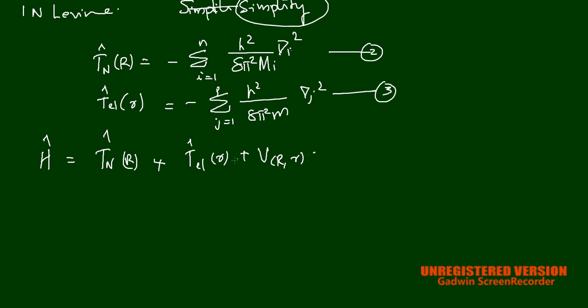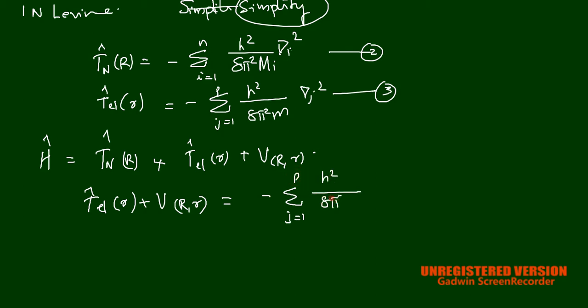Okay, but here we have to consider this kinetic energy of the electron plus V_eN in another way. So let me write it as T̂_el(r) plus V_eN(r, R) is equal to, what is that? That is minus sigma j equals 1 to p, h square divided by 8 pi square m, del j square. That is the T̂ electronic.